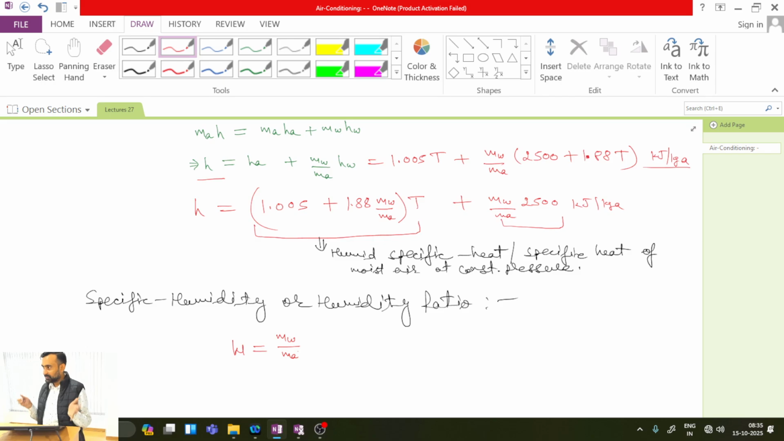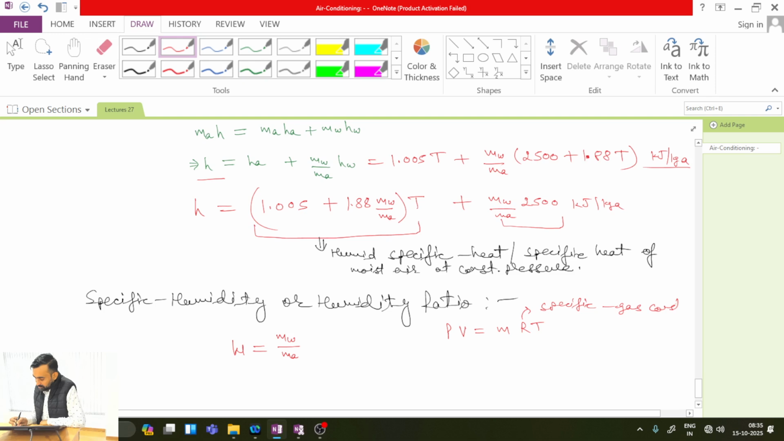Now because for both water vapor and air I can apply the ideal gas equation. As per the ideal gas equation, PV can be written as m R T, where R is the specific gas constant, because R can have two values, either the universal gas constant or the specific gas constant. So when I am writing this, it is the specific gas constant. If I am writing the universal gas constant, then I will be writing PV equals m R bar T by M. What is R bar? Universal gas constant, and capital M is molecular mass.